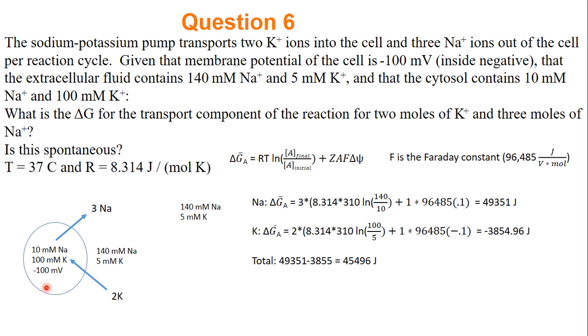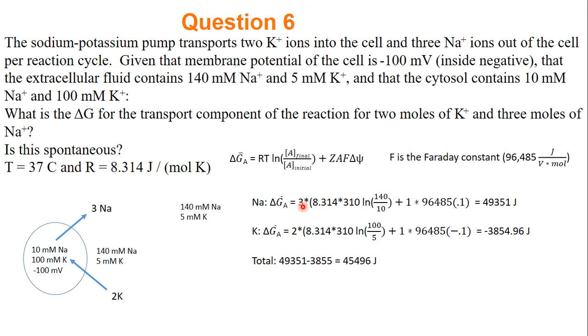The circle is my cell. Inside my cell, I have 10 millimolar of sodium, 100 millimolar of potassium. Inside is -100. I'm transporting 3 sodium out, transporting 2 potassium in. Outside the cell, 140 millimolar sodium, 5 millimolar potassium. Alright, so to do this, we need to use the equation that we just talked about. Delta G equals RT ln final divided by initial plus ZAF delta membrane potential. So we have to do this equation for each ion.